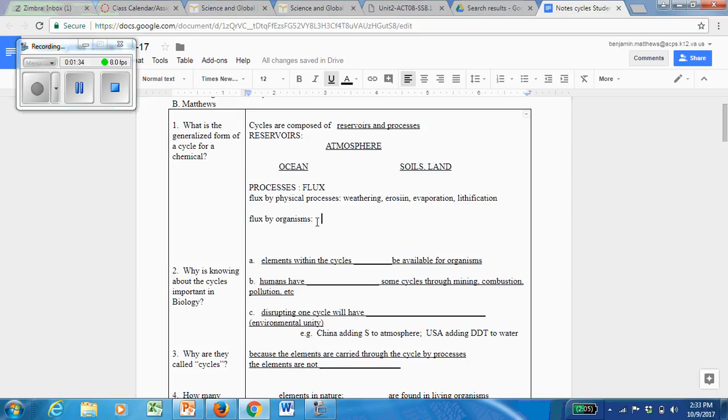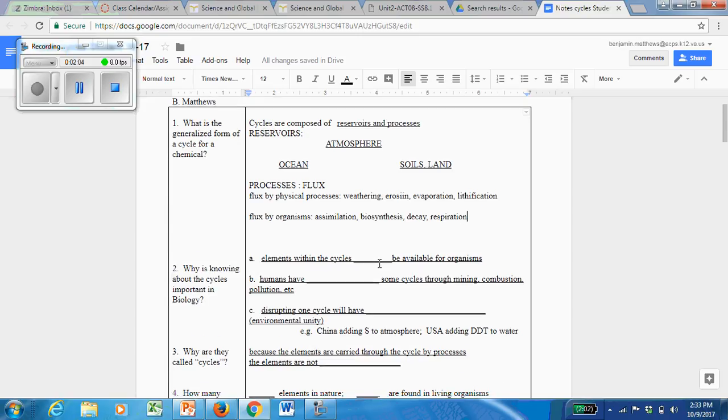We also have flux by organisms through assimilation. And assimilation is when you just uptake something by things like biosynthesis, something like photosynthesis, by decay, or by respiration. These are all ways that living organisms participate in the flux process of transferring one of these chemicals from one reservoir to the next.